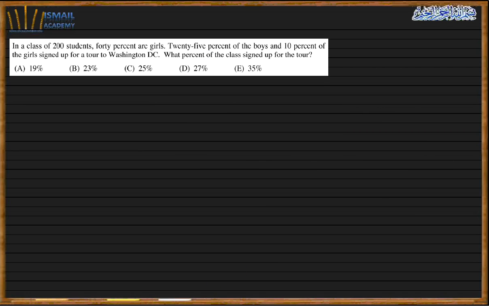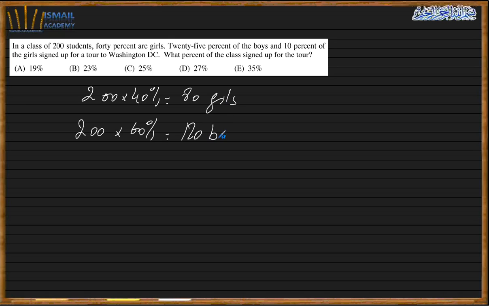Next question. In a class of 200 students, 40% are girls. So if 40% are girls, that means I will have 200 times 40%, which is going to be 80 girls. And if 40% are girls, that means 60% are boys. So it's going to be 120 boys. So now I know the quantity of boys and girls.